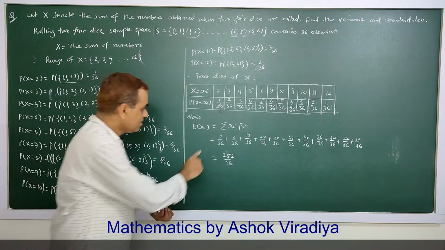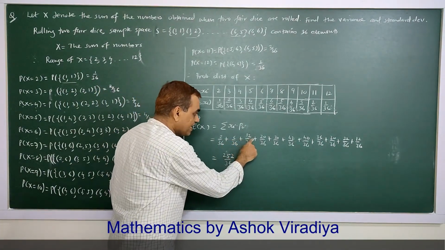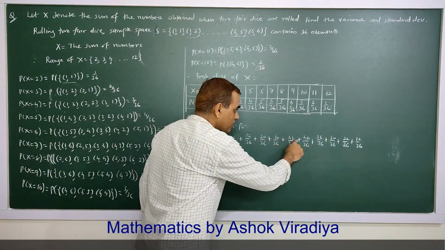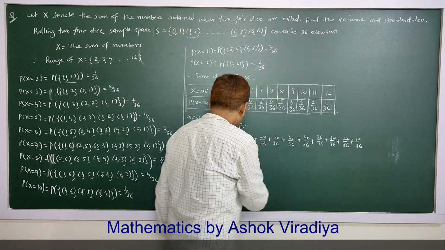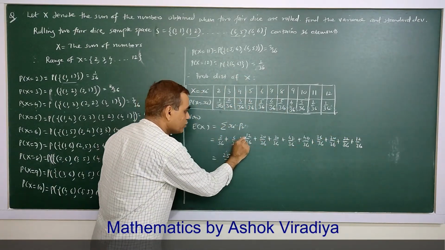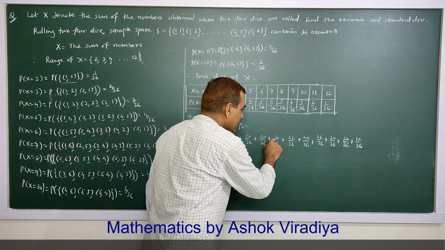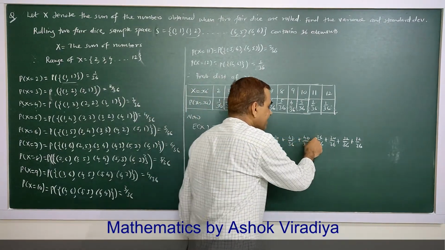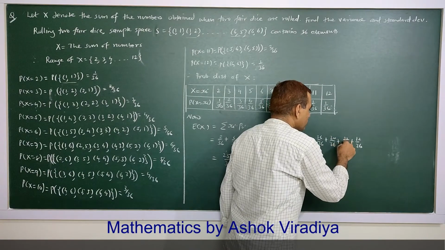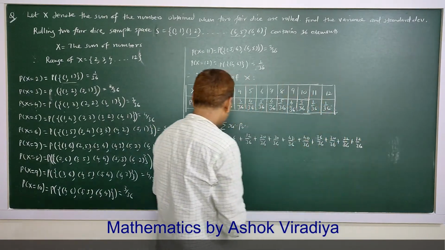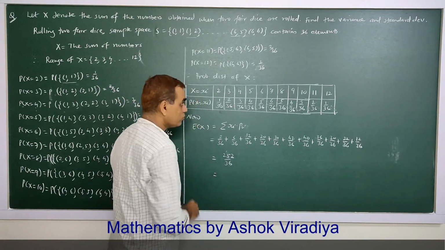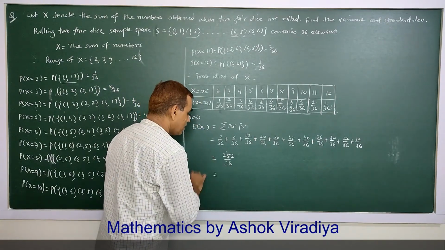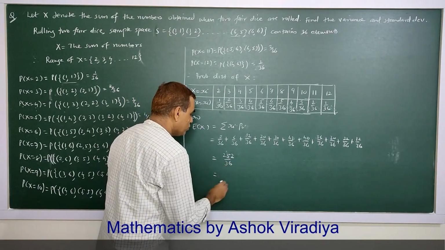Check once again. 2 plus 6 is 8, 8 plus 2 is 10, 12, 18, 20, 22. Put here 2, then 2 is left. 2 plus 1 is 3, plus 2 is 5, 8, 12, 16, 19, 22, 24, 25. It is okay. So that is equal to, now divisible by 2.